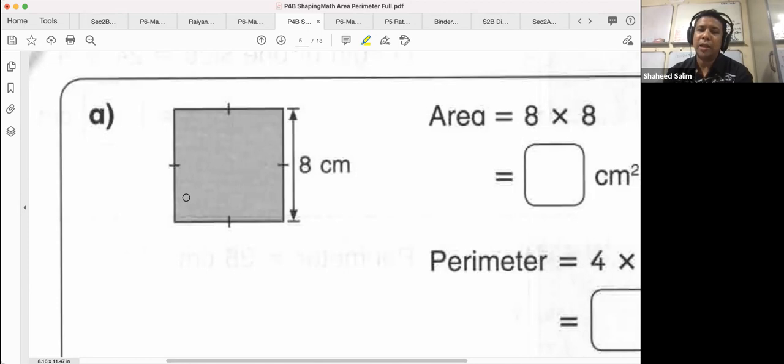So come, let's try. They ask you to find the area and perimeter. Area and perimeter.